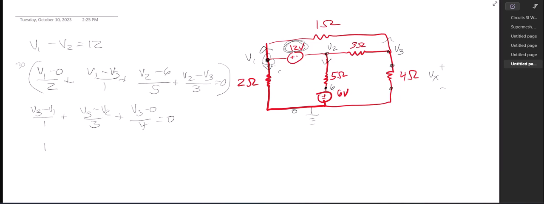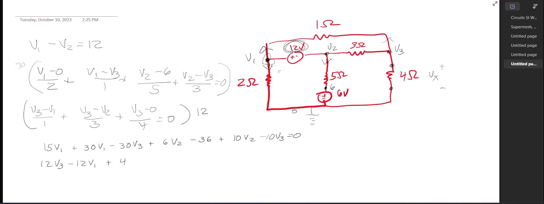And so I get 15V1 plus 30V1 minus 30V3 plus 6V2 minus 36 plus 10V2 minus 10V3 equals 0. And I'll multiply this one through by 12. And I get 12V3 minus 12V1 plus 4V3 minus 4V2 plus 3V3 equals 0.